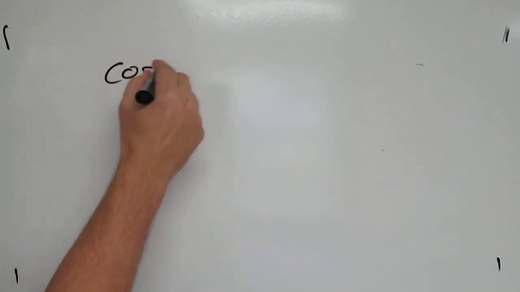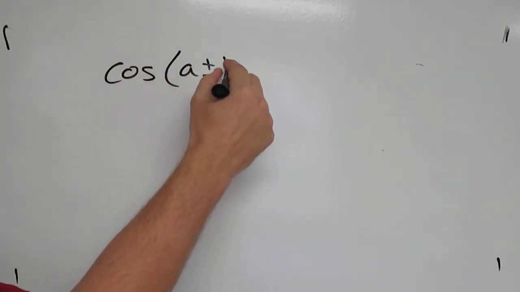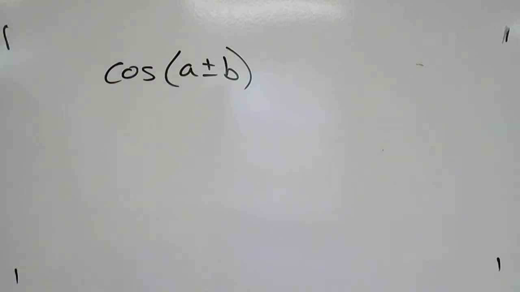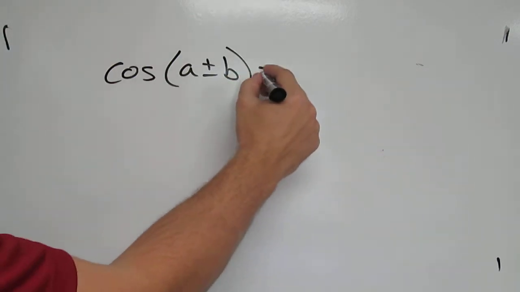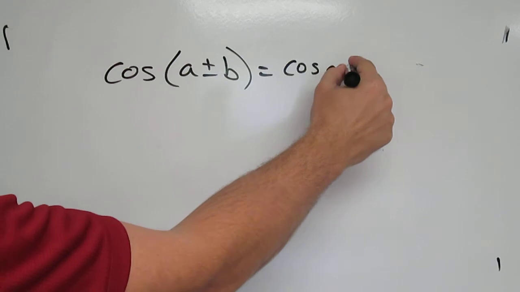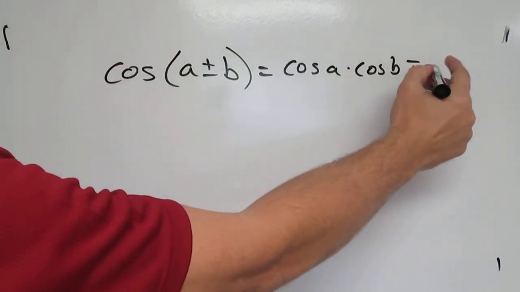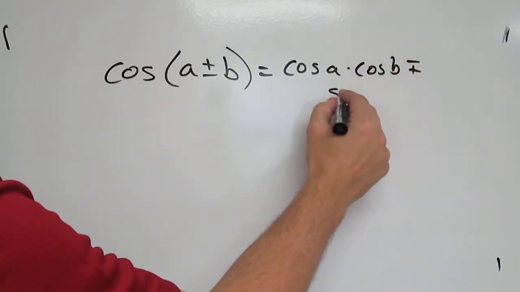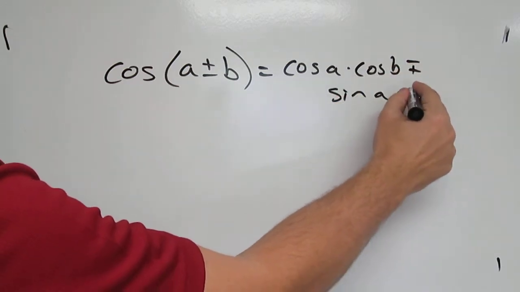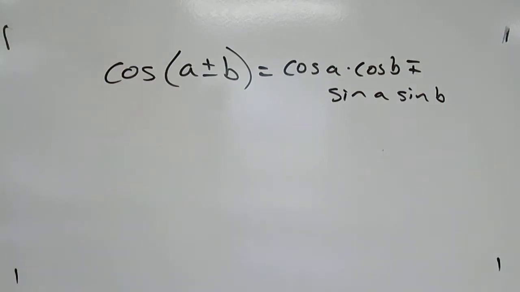The cosine of A plus or minus B, this is why we call it sum or difference, is going to be the same thing as the cosine of A times the cosine of B. Now there's going to be a little difference there, and I'll explain. Sine A, sine B. Okay? So I did that so it would fit on the screen. So the cosine of A plus or minus B is equal to the cosine of A times the cosine of B minus plus the sine A sine B.